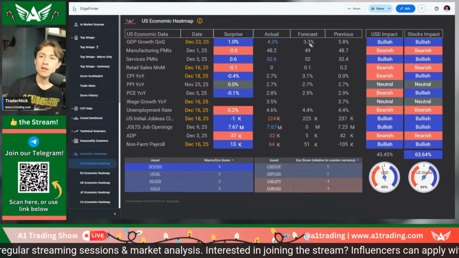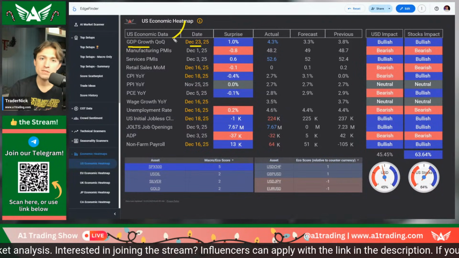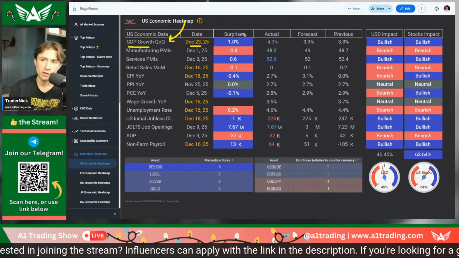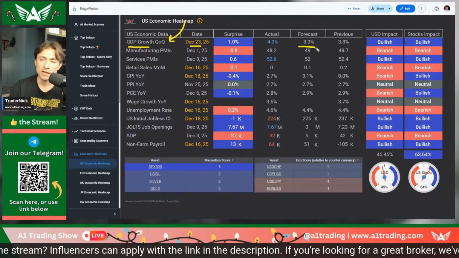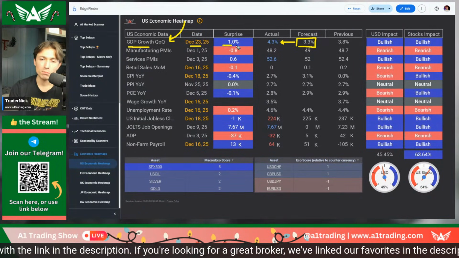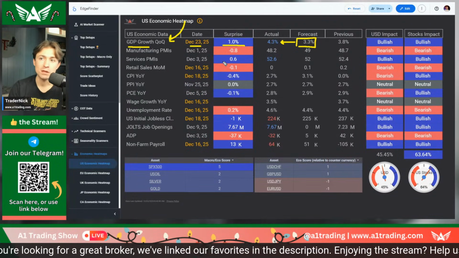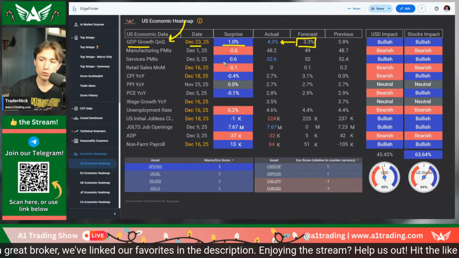So let's look at this. GDP statistics came in. We just updated. So the GDP numbers that came out this morning, this is what Edgefinder did. It looked and it said, we were forecasting 3.3%. We had 4.3%. We beat by a full 1%, a 100 basis point beat. That is crazy. So GDP stats came in very strong.